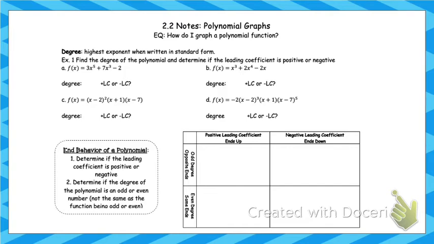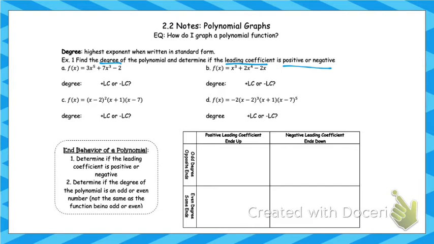So what we did today was we looked at how to graph a polynomial. In order to graph a polynomial, there were two things that we found. We found the end behavior, and we found what our graph does at the zeros. To start to find the end behavior, we need to know two things. We need to know the degree, and we need to know if the leading coefficient is positive or negative.